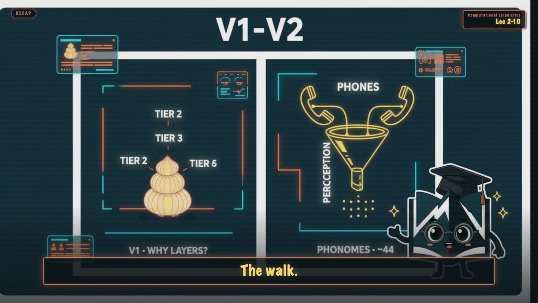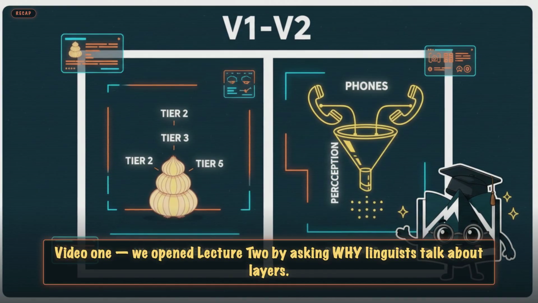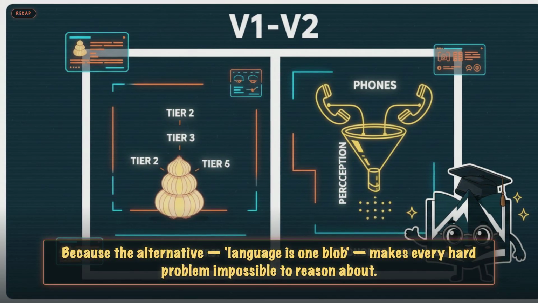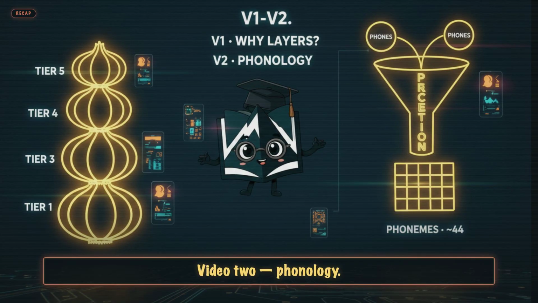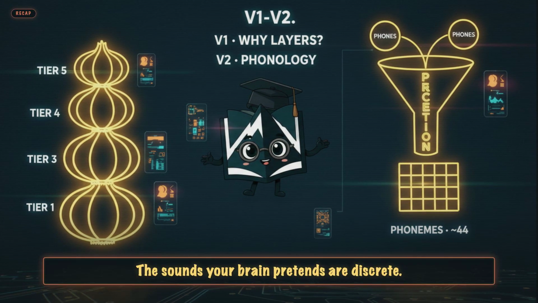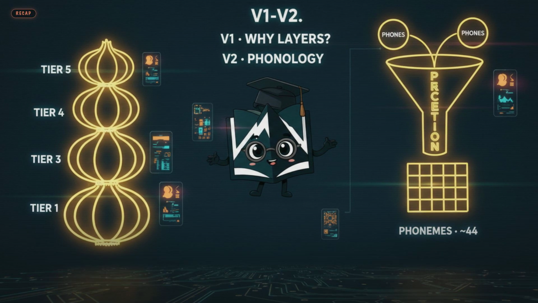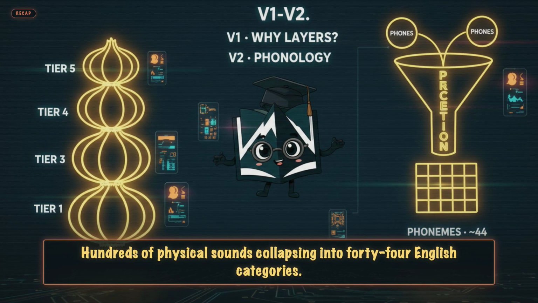Beat 1, the walk. Video 1, we opened Lecture 2 by asking why linguists talk about layers, because the alternative, language is one blob, makes every hard problem impossible to reason about. Video 2, Phonology. The sounds your brain pretends are discrete. You saw the phone-to-phoneme funnel, hundreds of physical sounds collapsing into 44 English categories.